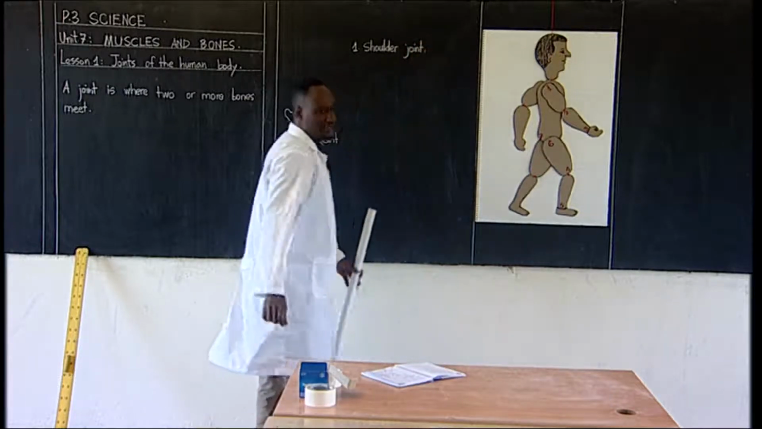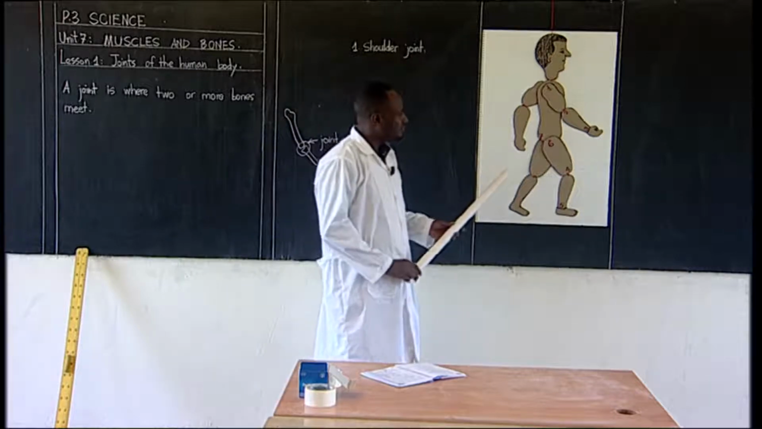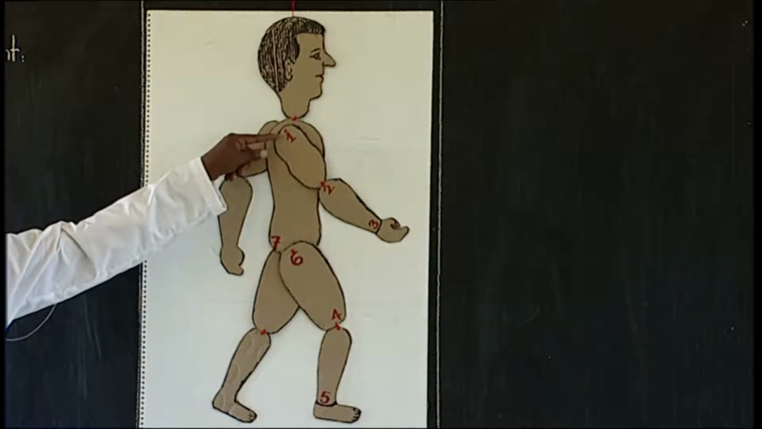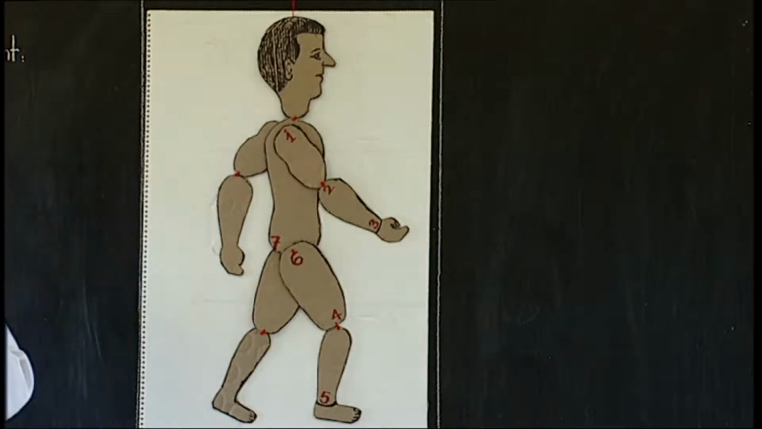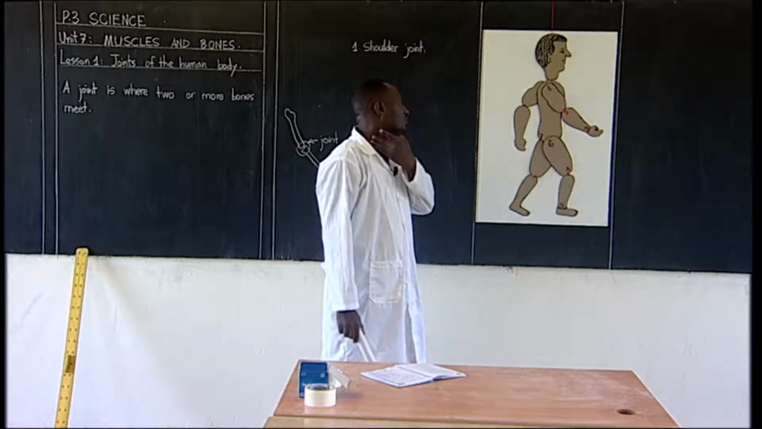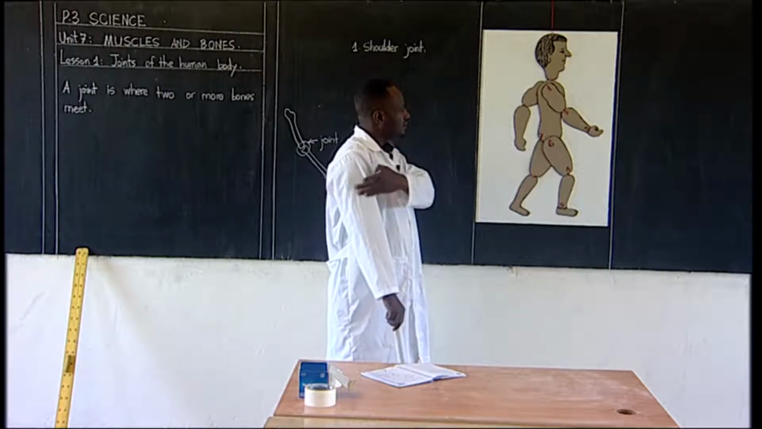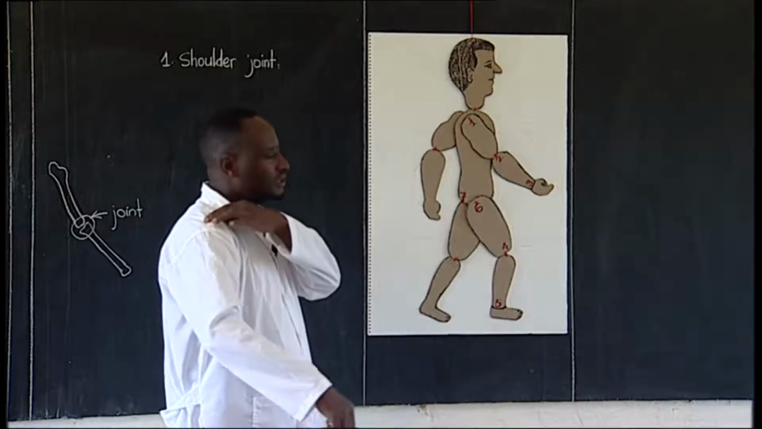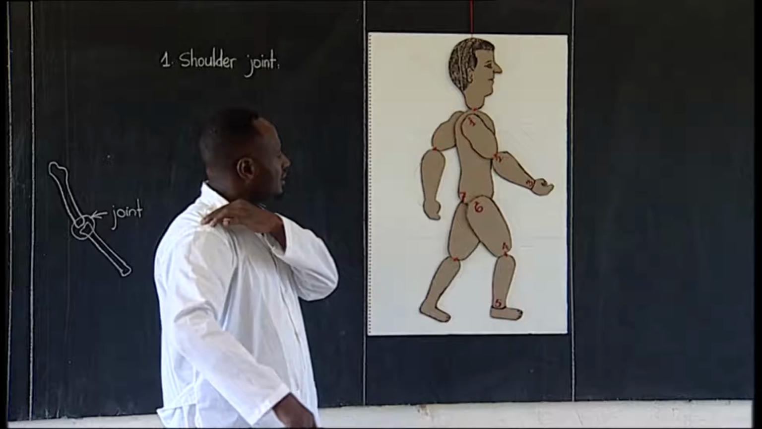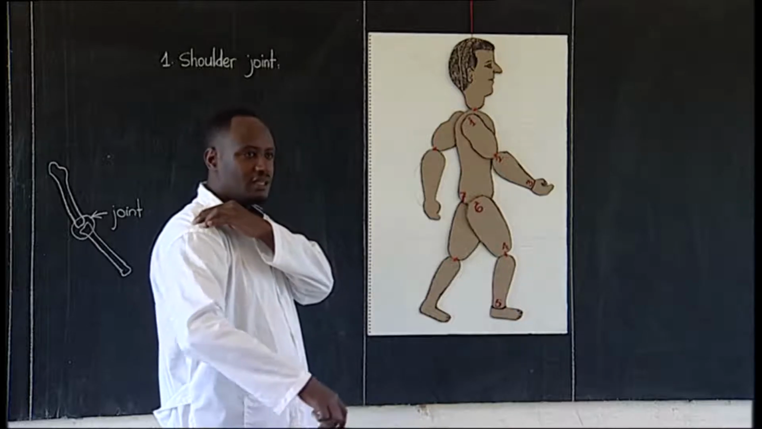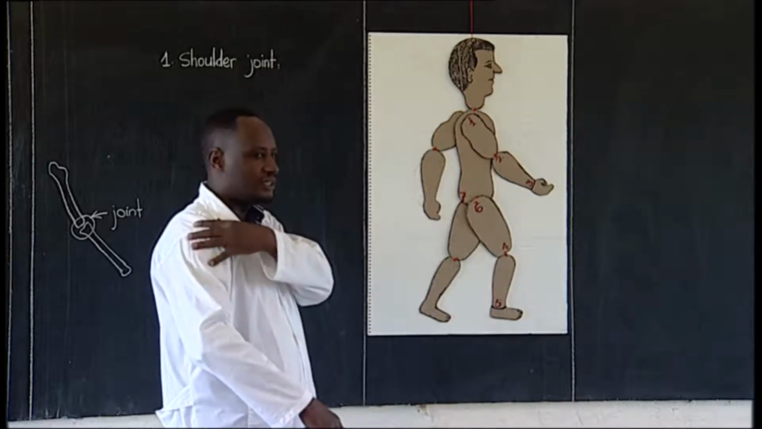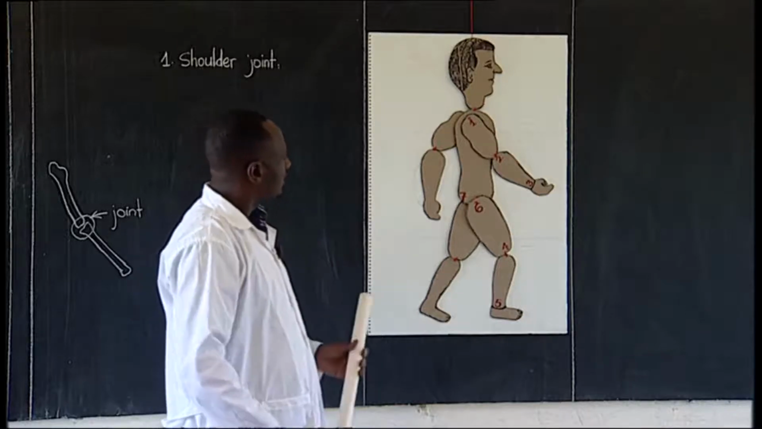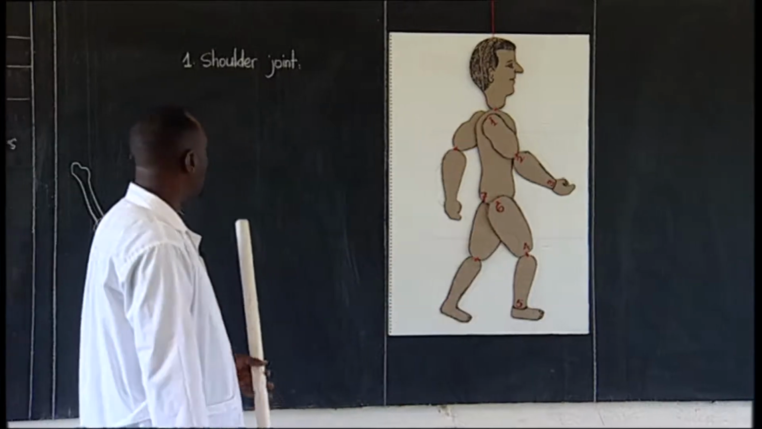This is a joint that is between the neck and the shoulder. This is the neck region here. So we have this one as the arm. So the joint around here is known as the shoulder joint because this is the shoulder region. So it takes after the name of the region known as the shoulder on the body of a person.